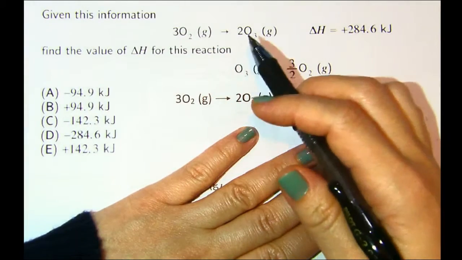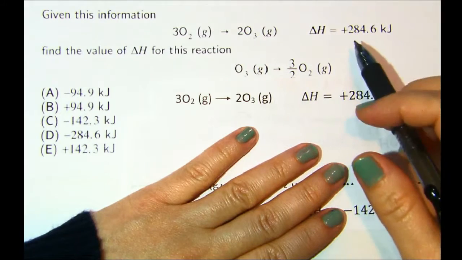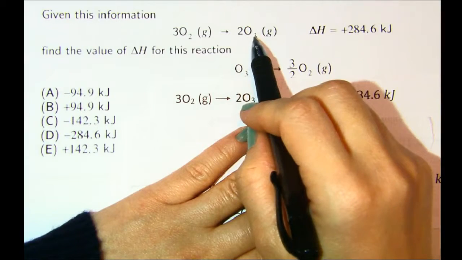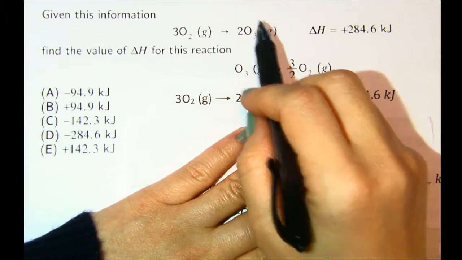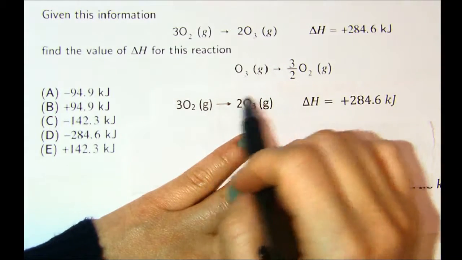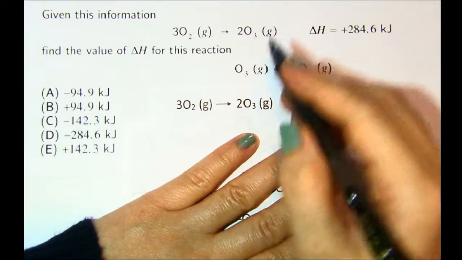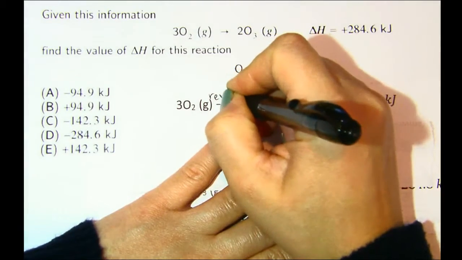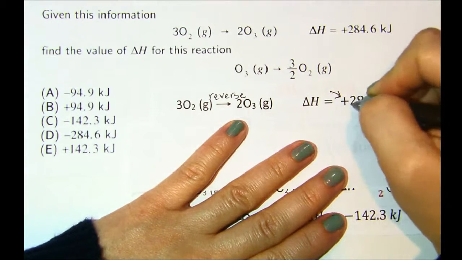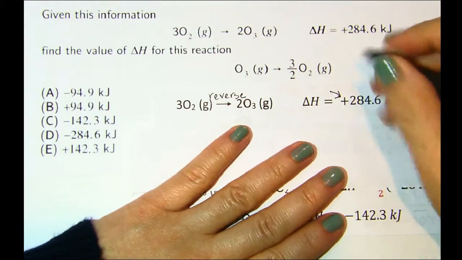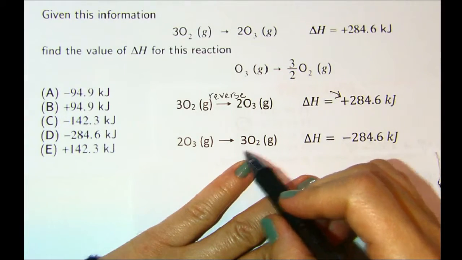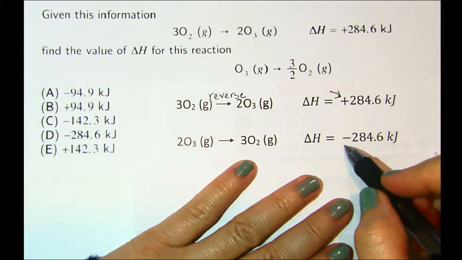3 O2s yields 2 O3s, and here's the delta H for that equation. Notice that the O3 needs to be reversed to the reactant side in order to make O3 yields 3 over 2 O2. So I need to reverse this reaction, and when I reverse this reaction, it means we have to change this sign to be the opposite, and so now we have this equation. So here's the reaction reversed, and we've changed the sign from positive to negative.